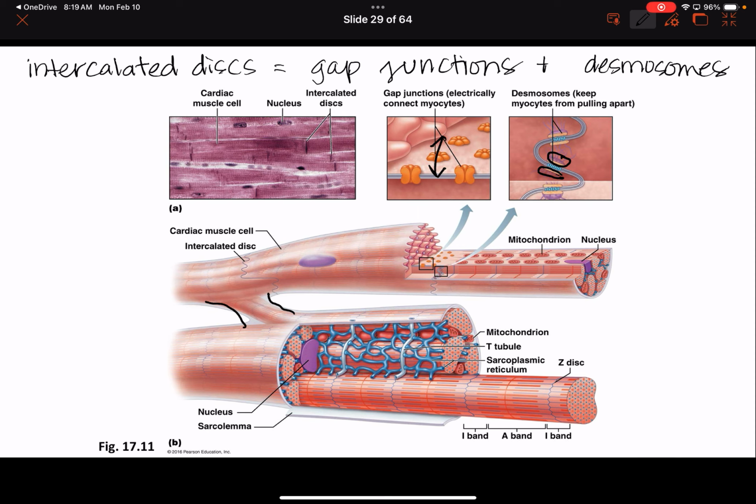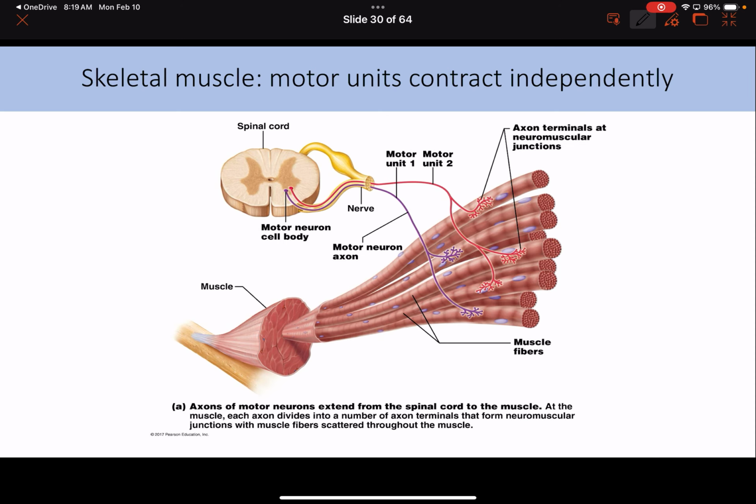So questions about the intercalated discs? Okay. So you may have questions about this either on the written or on a practical, but we won't do any microscopy with the cardiac muscle cells this semester. So you don't have to look at them under a microscope or identify anything under a microscope for this section this semester. You were already tested on that in B32.